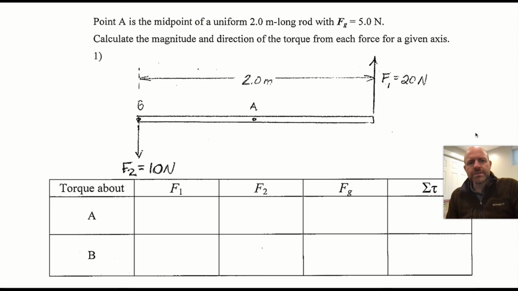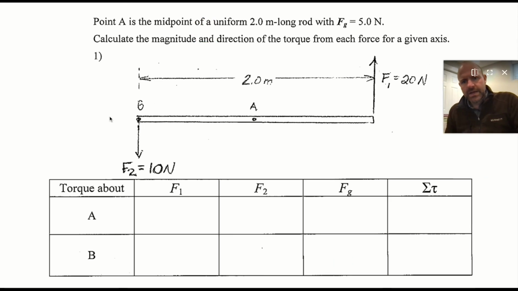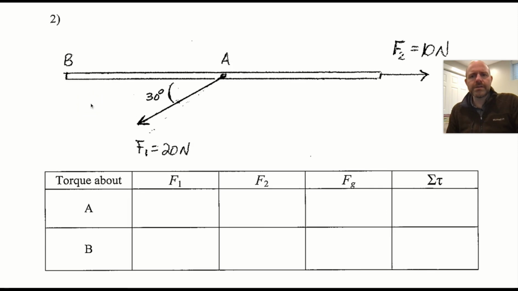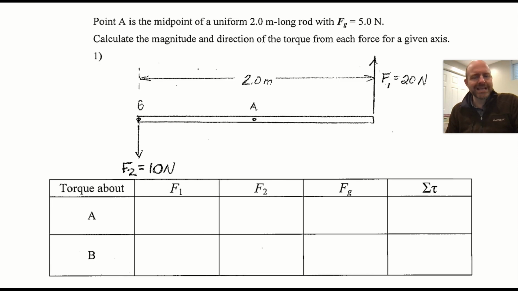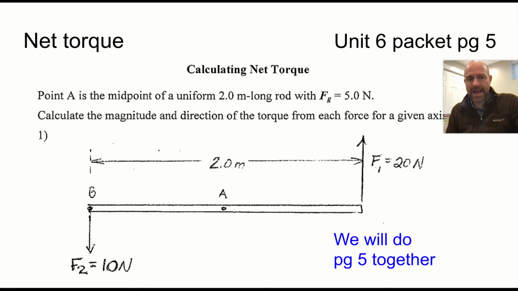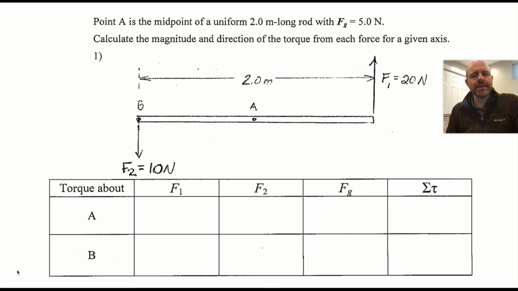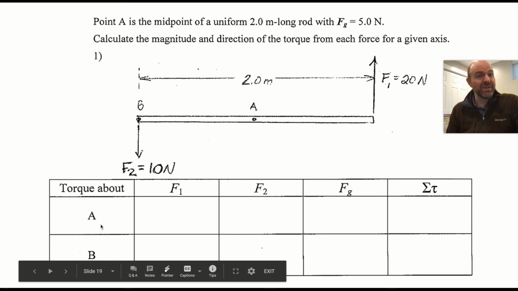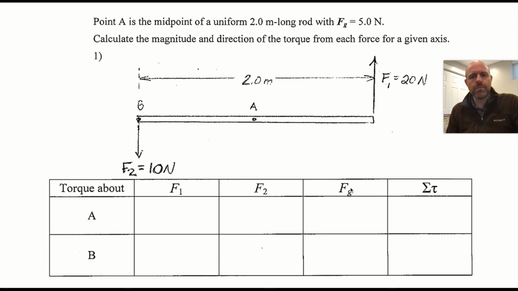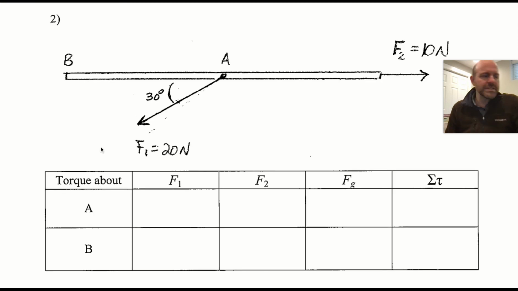So if we imagine an object that has a length of 2 meters, and there are 2 different forces acting on it, force 1, 20 newtons, force 2, 10 newtons, and the center is at A. Then we've got another one where it's the same thing, but the forces are in different directions. So we've got 2 different sets of torques we want to try and calculate. The big thing is that you can calculate torque about different axes. So you can do it for both of these around A and B. This is the thing that I would ask you to look at before we reconvene.